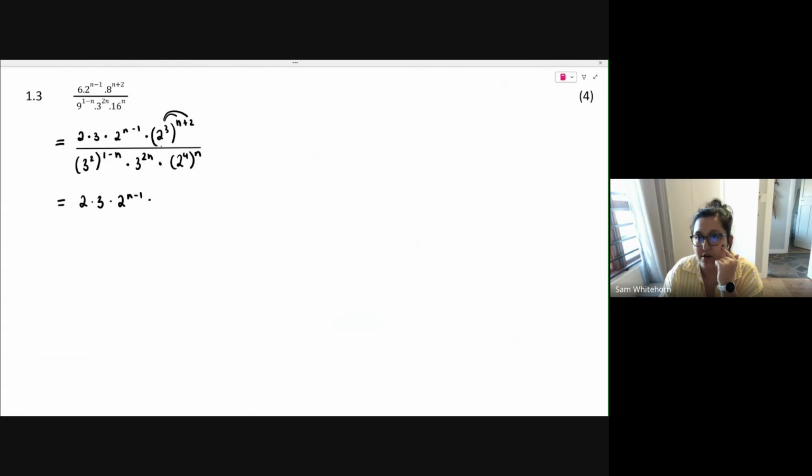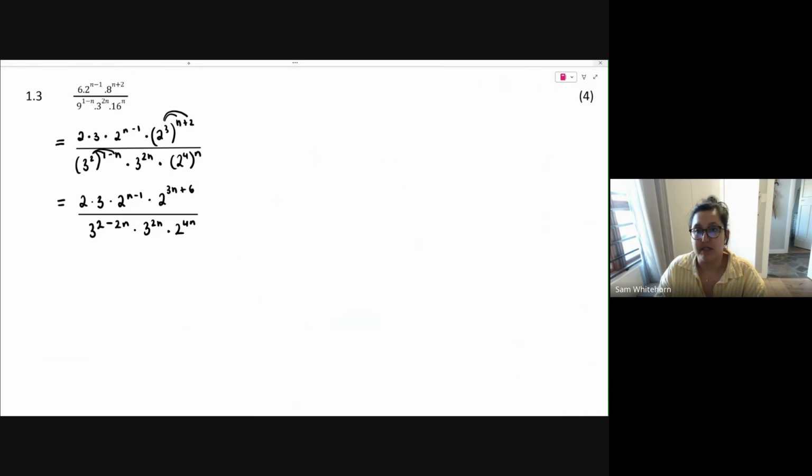3 times n and 3 times 2. So this is 2 to the power 3n plus 6. Don't forget to distribute to every term, all over 3 to the power 2. Again, we're distributing minus 2n times 3 to the power 2n times 2 to the power 4n. So all I've done is distribute it.